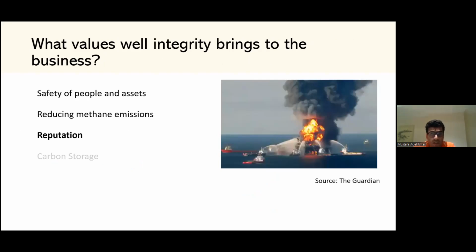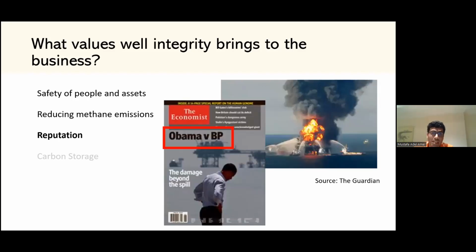It protects reputation, as we know from the Deepwater Horizon case with BP in the Gulf of Mexico. The company was punished by top authorities, even the US president himself. He visited the location, and as we see in the Economist headline here, it's Obama versus BP. Just one problem with cement made the president of the United States stand against the company, and the company was forced to sell assets, and they lost money and reputation based on one well integrity event.